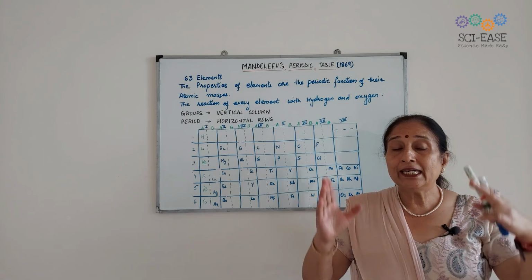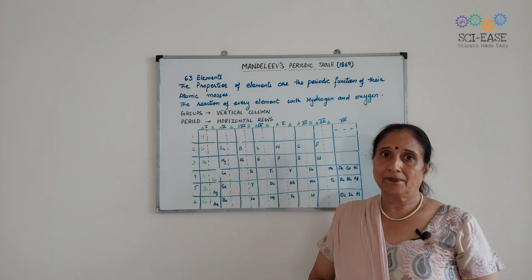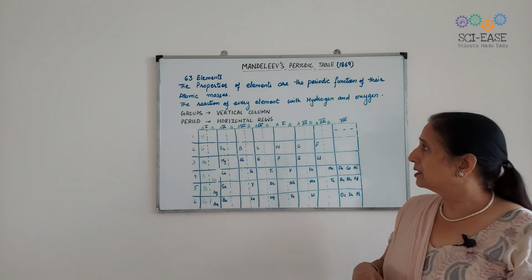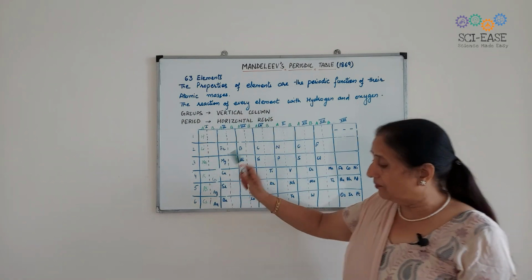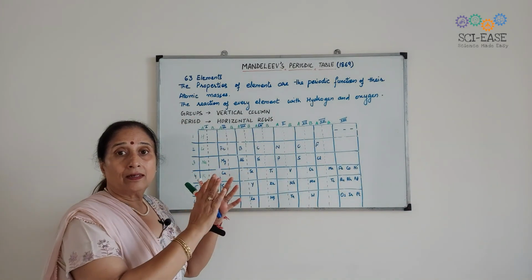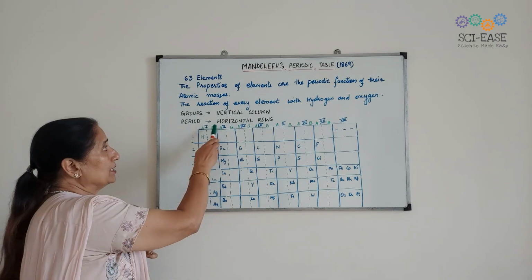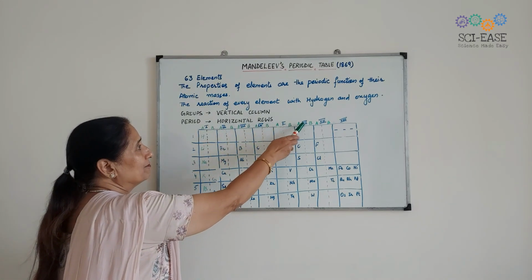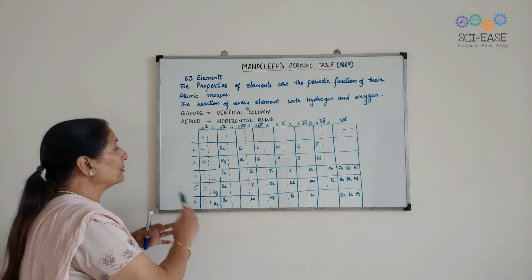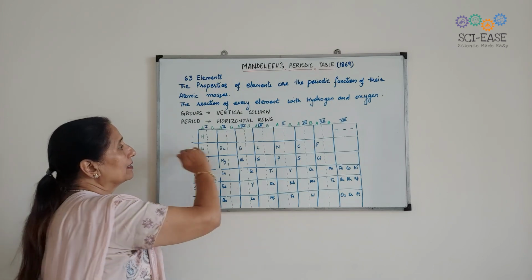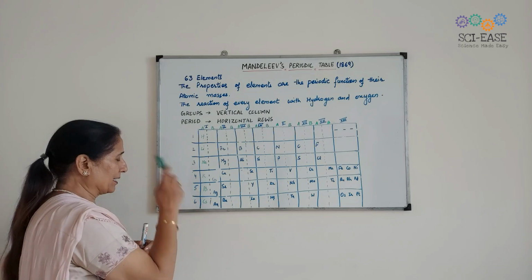Mendeleev divided the periodic table into groups and periods. What do we mean by groups? Groups are the vertical columns. He divided this periodic table into 8 groups: 1, 2, 3, 4, 5, 6, 7, 8. And 6 periods. What are periods? They are the horizontal rows: 1, 2, 3, 4, 5, 6.